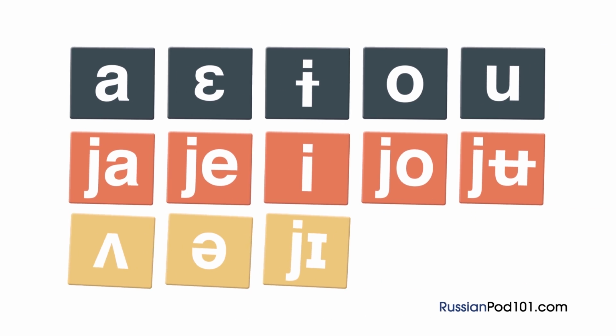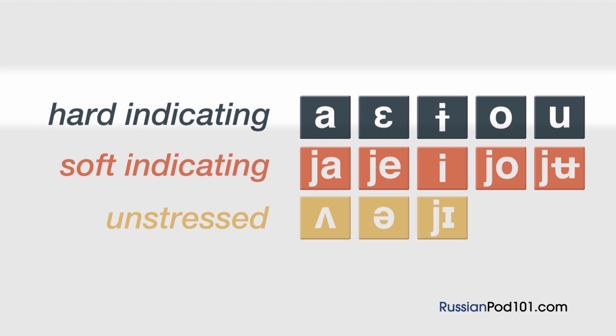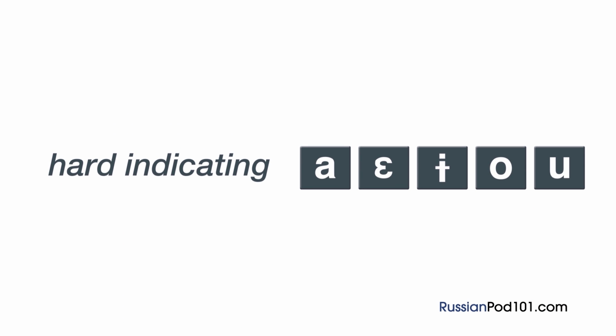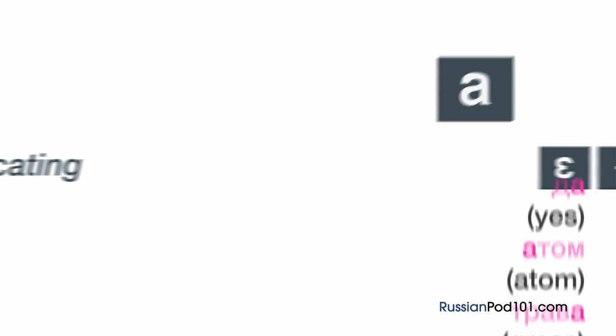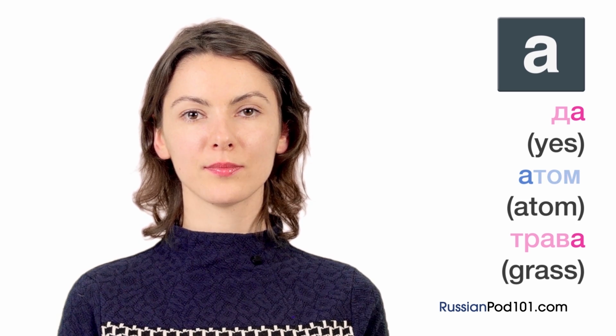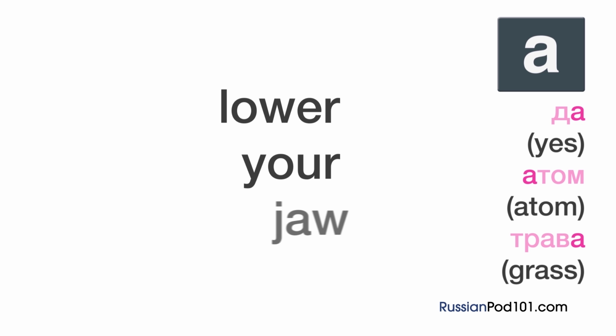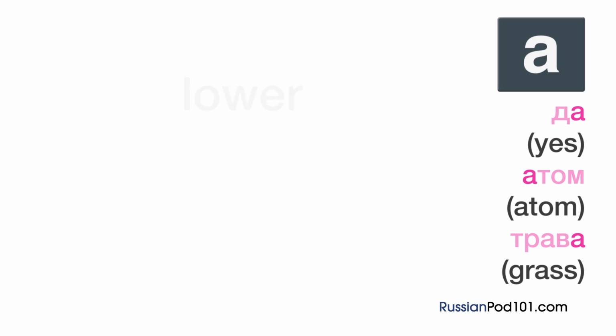There are a total of 13 vowel sounds in Russian, all of which can be broken down into 3 categories: hard indicating, soft indicating, and unstressed vowel sounds. First, let's take a look at all 5 hard indicating vowel sounds. The first vowel is А, да, атом, трава. This vowel sound is identical to the A in far. Be sure to lower your jaw and allow the mouth to open completely.